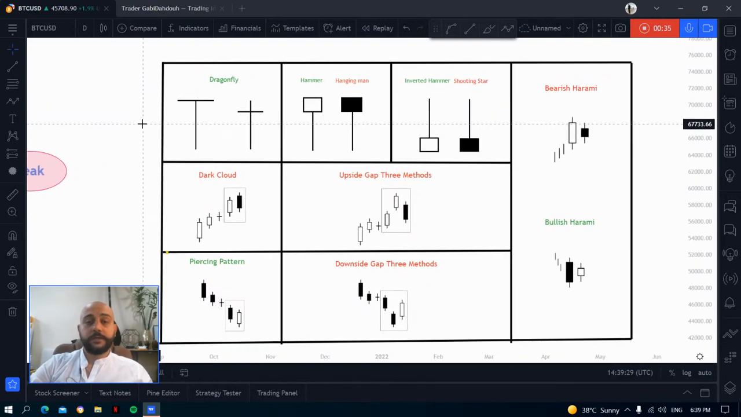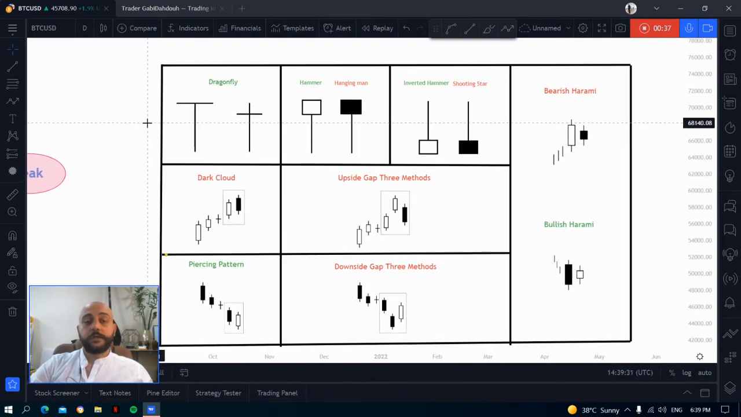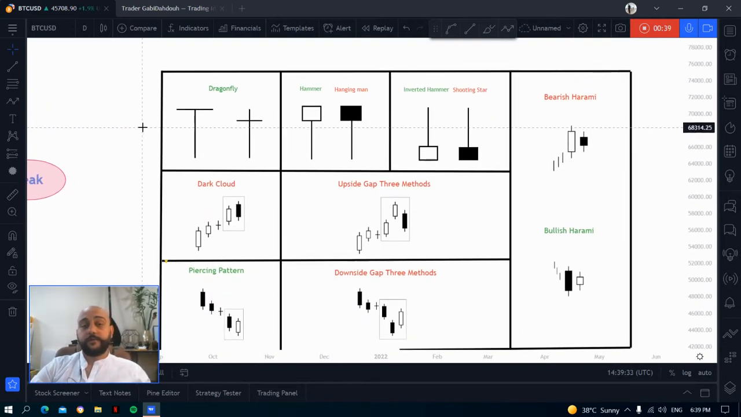So as you can see here, this is the chart for the weak signal candlestick pattern reversals. So dragonfly, hammer, hanging man, inverted hammer, and shooting star are one-day candle patterns. Now what does that mean? You've got to remember, when we're looking at a chart, let's say a daily chart, each candle represents one day. So these patterns represent one day of trading.